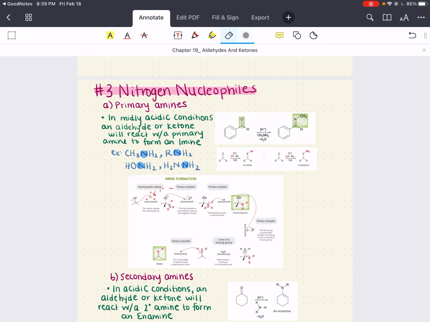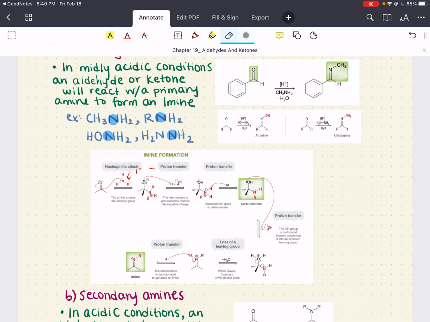There are two ways amines can react with ketones and aldehydes. Primary amines result in imine products, and secondary amines result in enamine products. And we're going to discuss both of those now. Now, in mildly acidic conditions, an aldehyde or ketone will react with a primary amine to form an imine. Imines are compounds that possess a carbon double bonded to a nitrogen, and these are really common biological pathways, and sometimes you'll see a little bit of this when you take biochemistry.